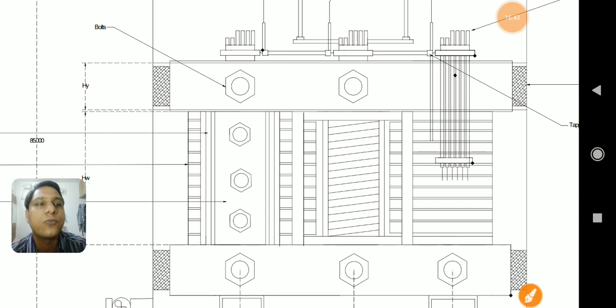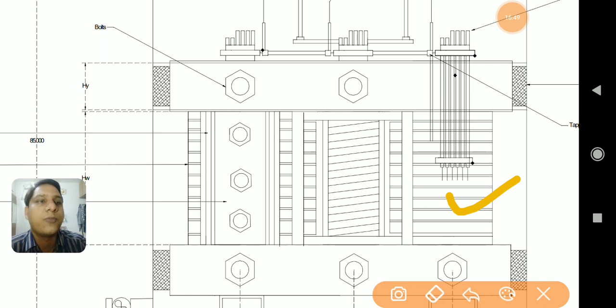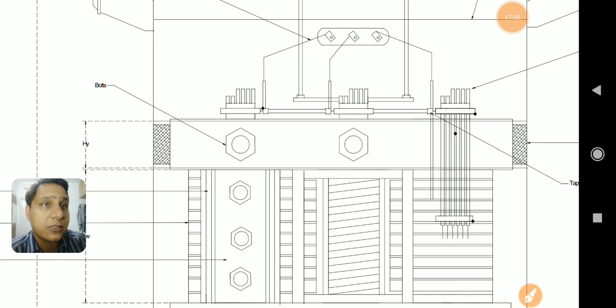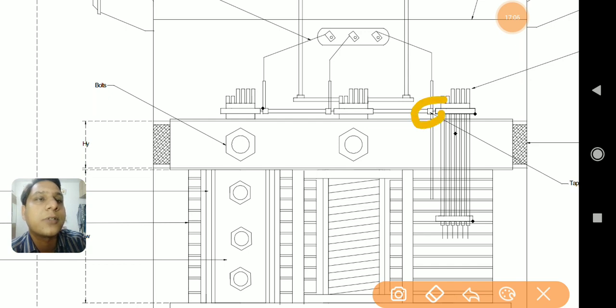Apart from that, there is one more advantage. The HV winding, which is present on the outer side, it is better to connect the tapping which is connected here. Like if you can identify this, these are the connections of tapping, those are represented. Then when tappings are provided, we are supposed to provide tapping switches also. Those are represented in this diagram. So the tapping switch is represented here. This part is exactly representing the tapping.